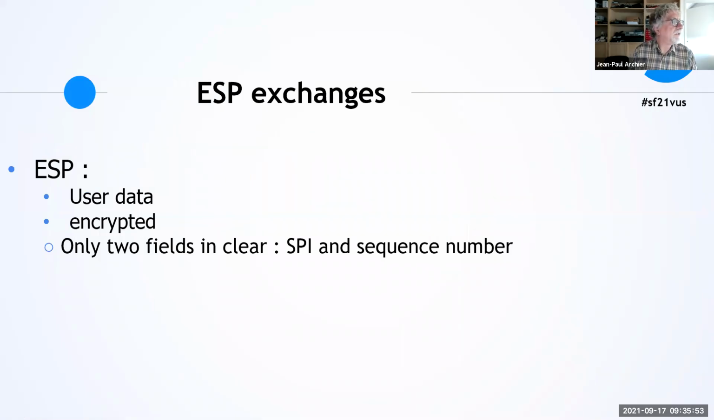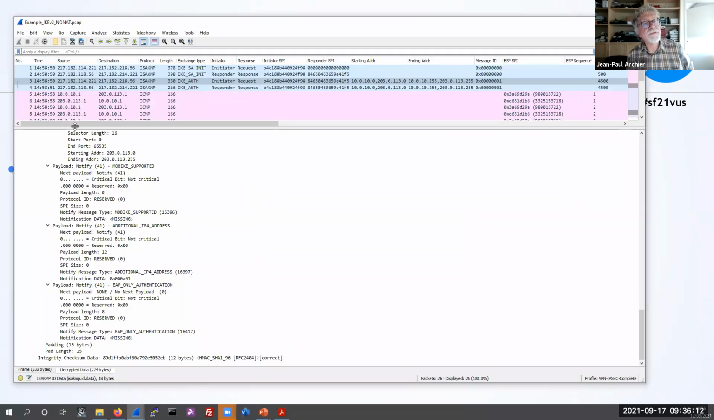After that, we have the child SA that is created. So we can, after that, exchange user data. And this user data is exchanged with a specific protocol named ESP.